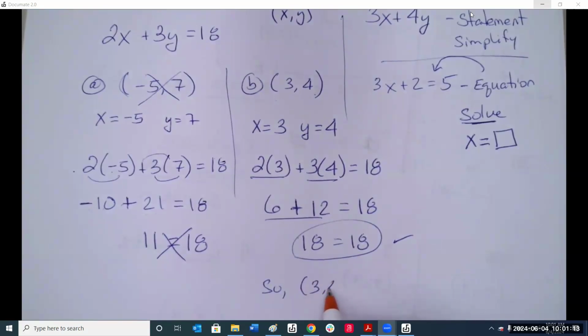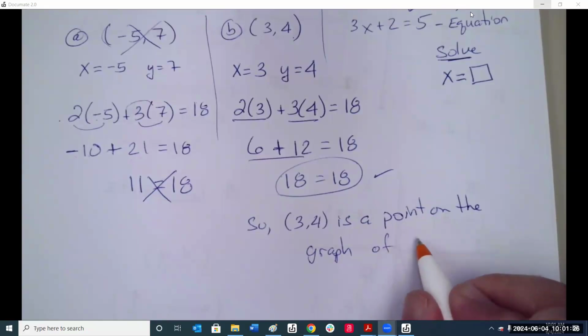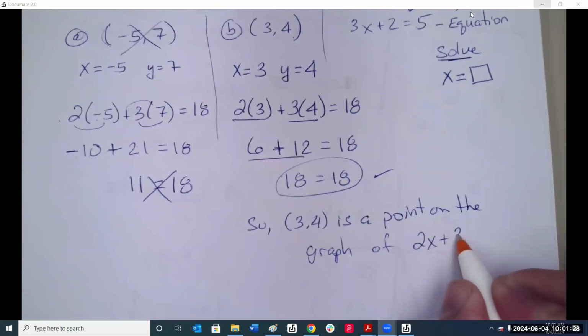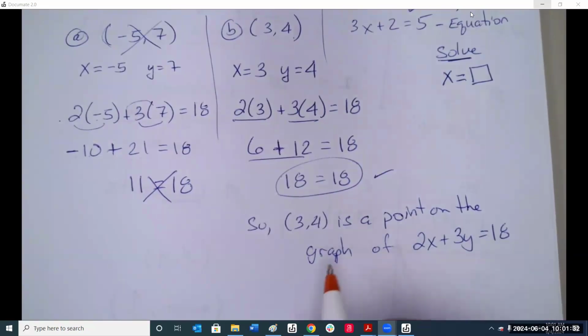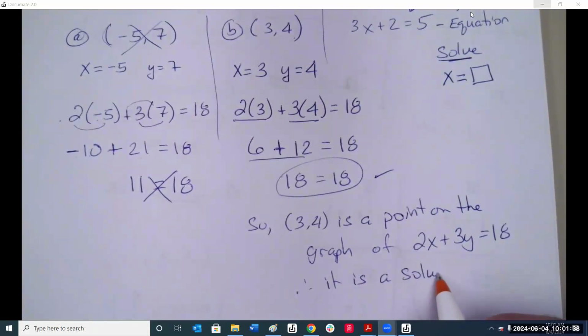So the point (3, 4) is a point on the graph of 2x plus 3y equals 18. Hence, it is a solution.